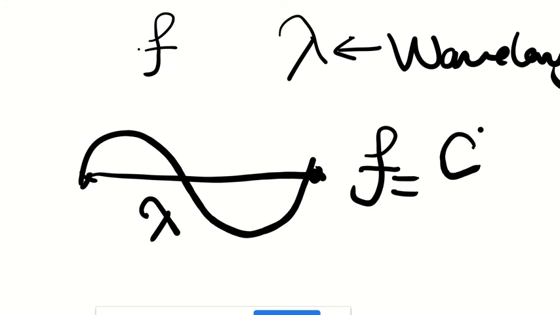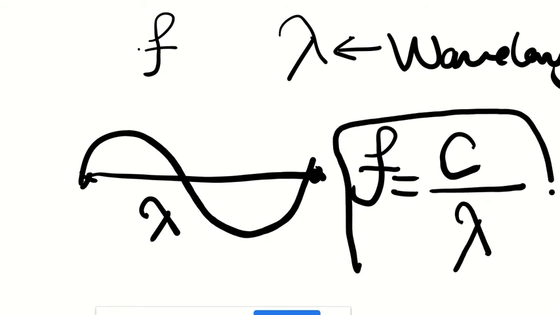So that's the wavelength, that's F, and the relation between F and lambda in general is C, the speed of light, over lambda. These are all how they are related.